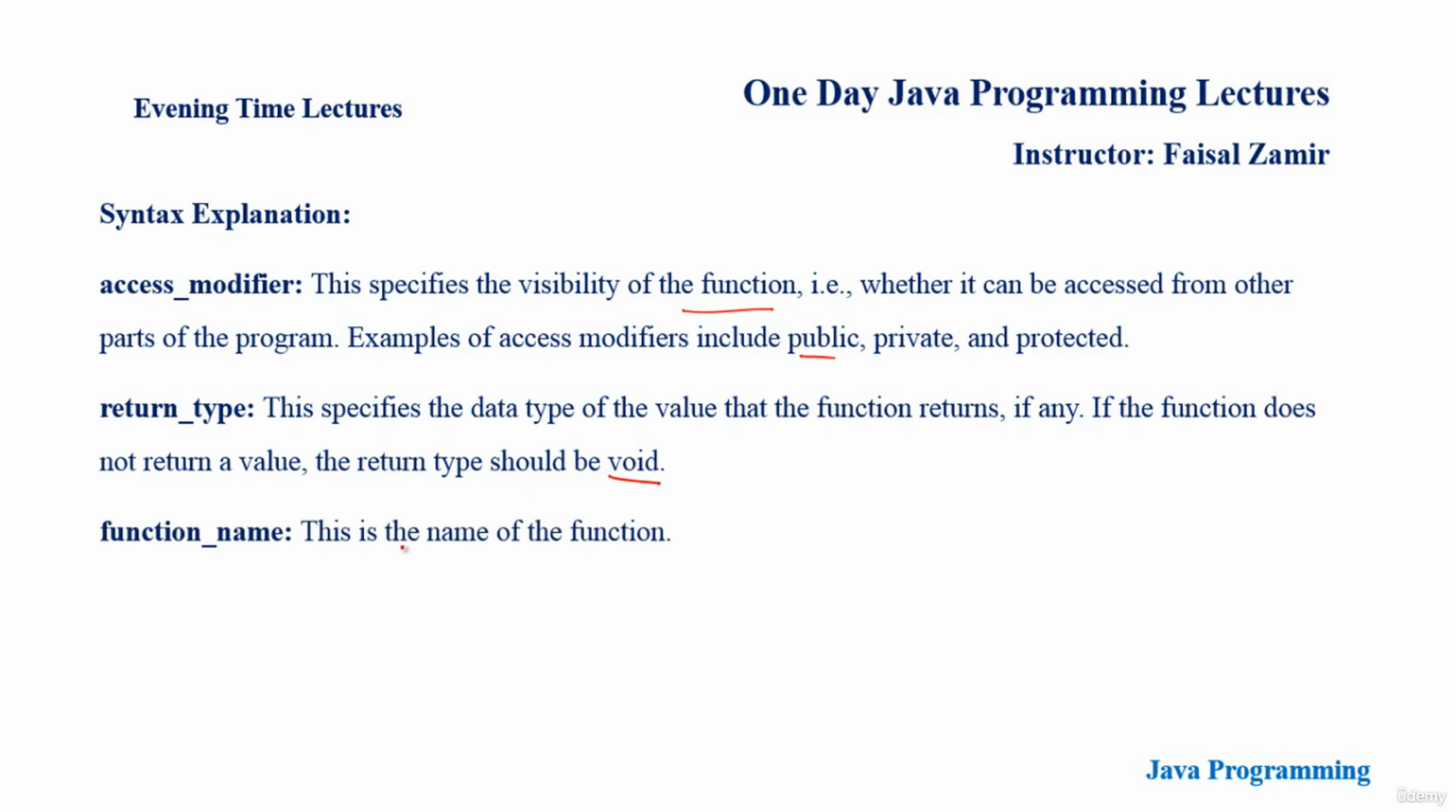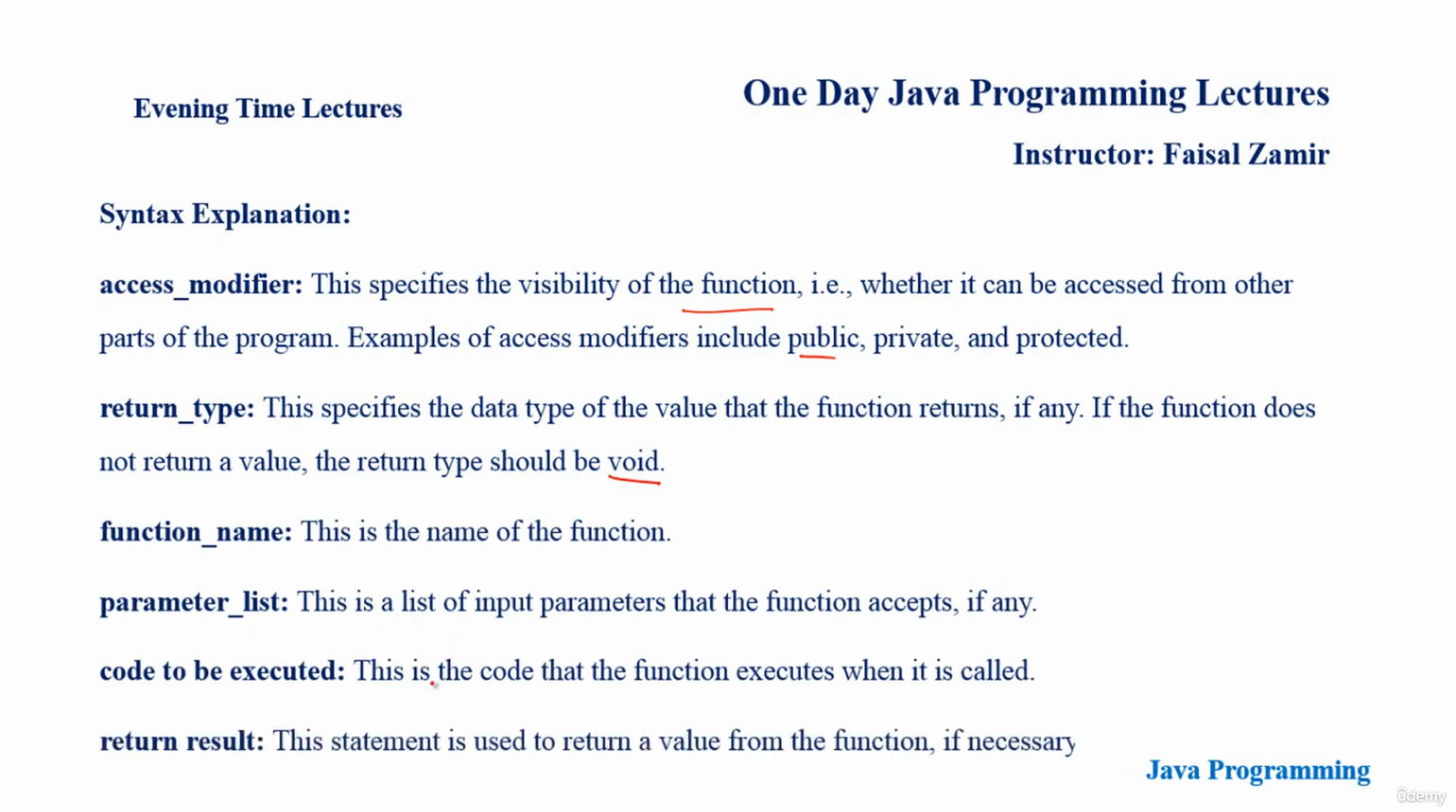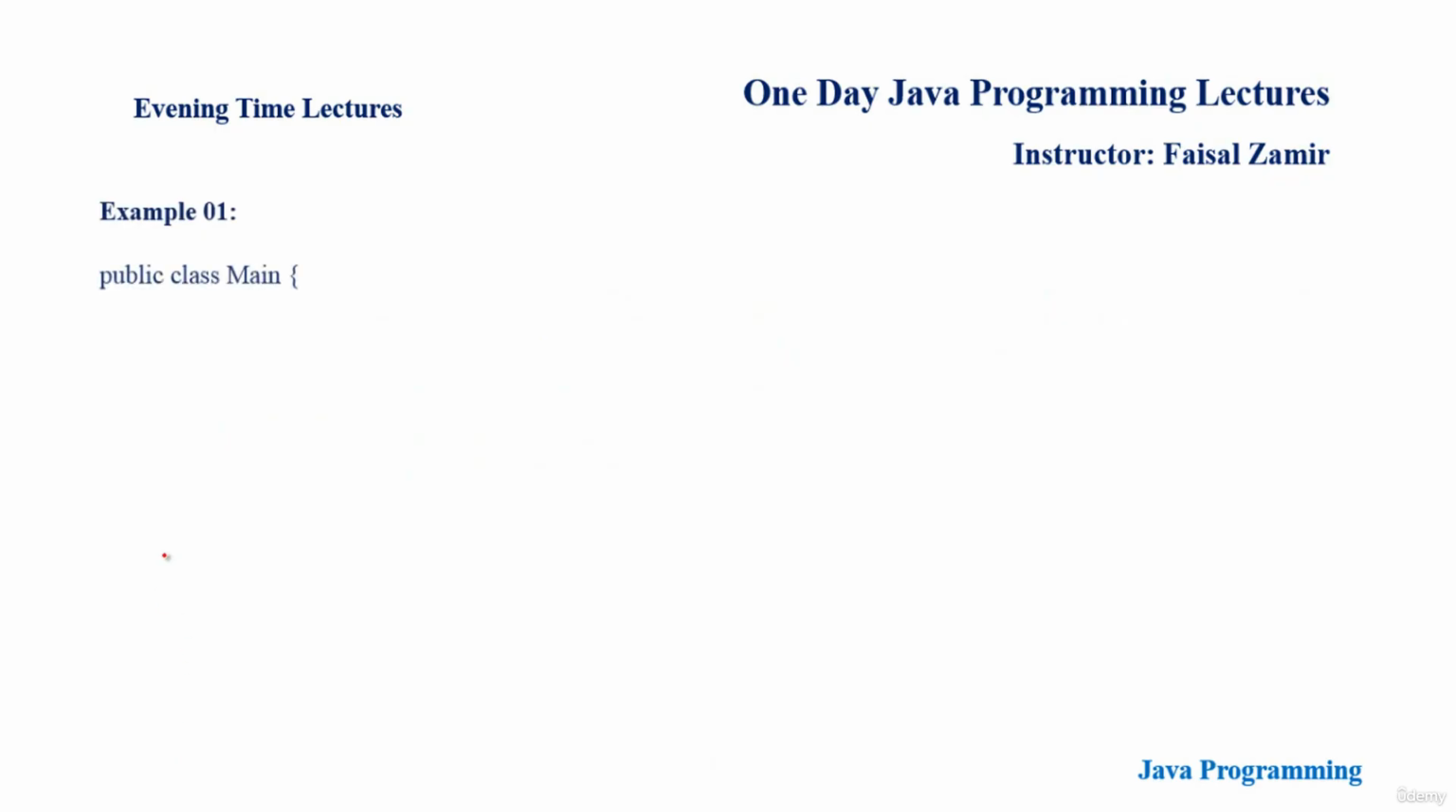Function name, this will be a valid function name. Parameter list, this is a list of input parameters that the function accepts, if any, because this is optional. Code to be executed, this is the body of the function, what you want to execute. Return result, this statement is used to return a value from the function if necessary. Also, this is optional.